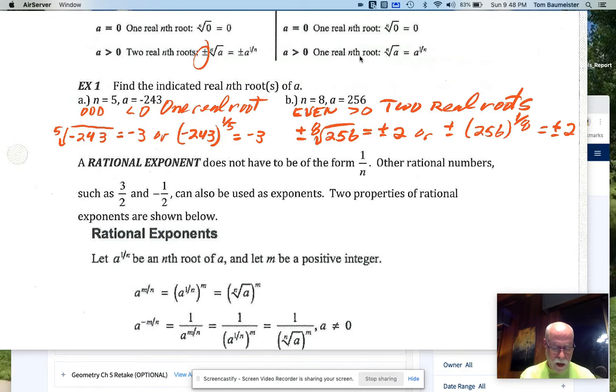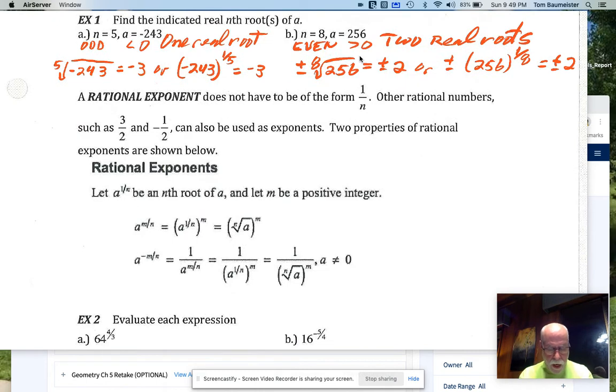So let a raised to the 1/n power be an nth root of a, and let m be a positive integer. Then we can write a to the m/n, and we can rewrite that as a to the 1/n, putting the 1/n on the inside and the m on the outside. Again, a power raised to a power. Or you could take the nth root of a and again raise it to that power.